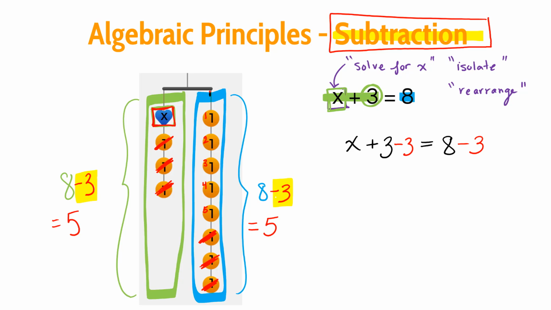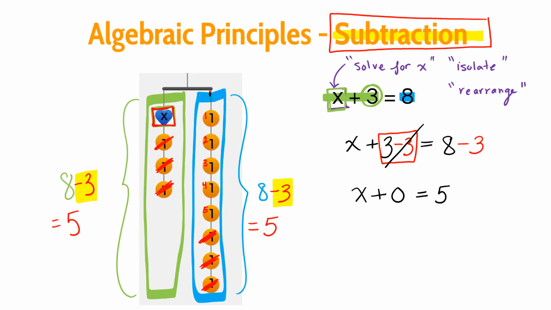When we do this, once we've done it on the left, you'll notice we have a 3 minus a 3. What's 3 minus 3? 0. So we've eliminated this term altogether. So now it has become x plus 0 is equal to, and on the right-hand side, we get 8 minus 3, which is 5.